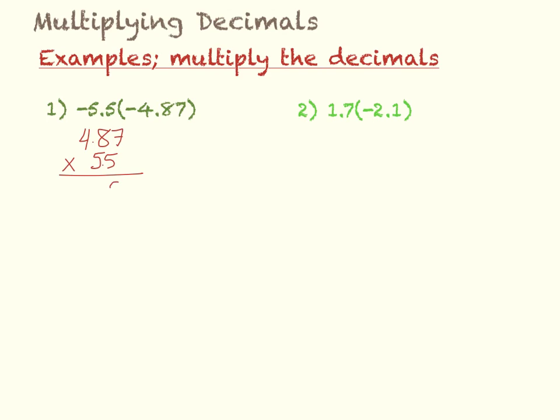5 times 7 is 35. 5 times 8 is 40, plus 3 is 43. 5 times 4 is 20, plus 4 is 24. Put a placeholder 0. 5 times 7 is 35. 5 times 8 is 40, plus 3 is 43. 5 times 4 is 20. 20 plus 4 is 24. Add down.